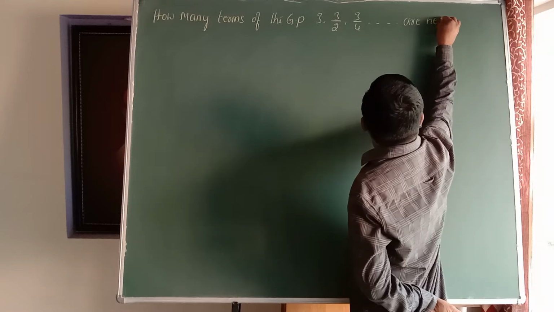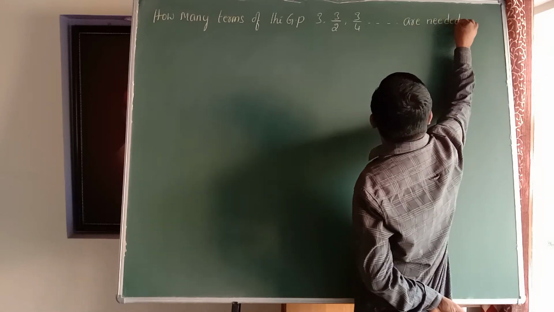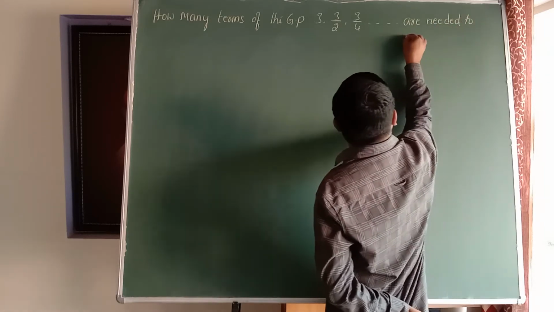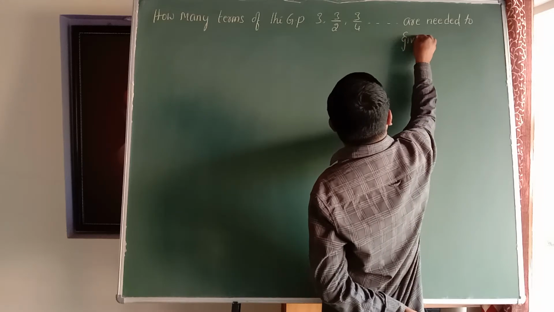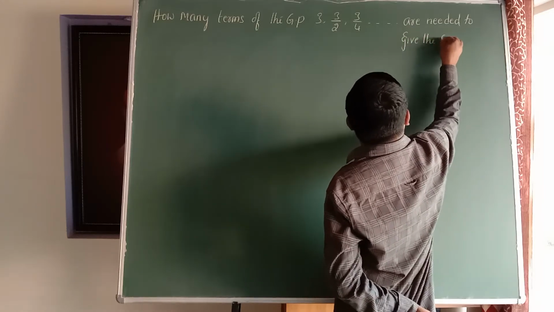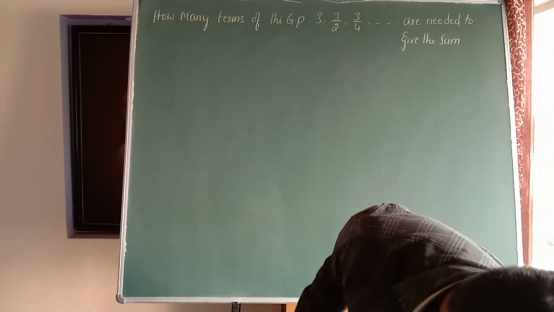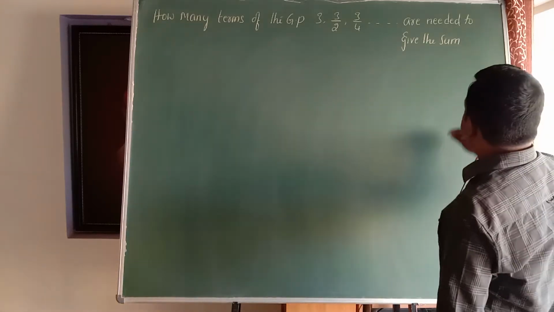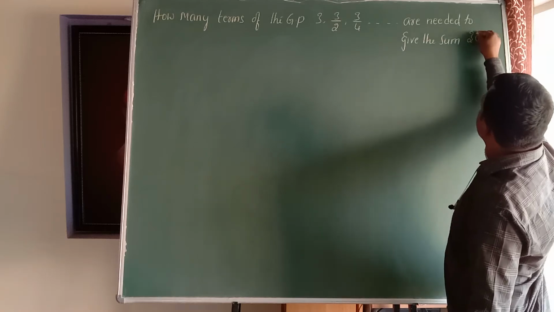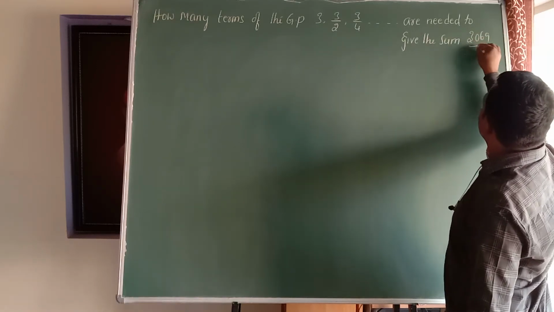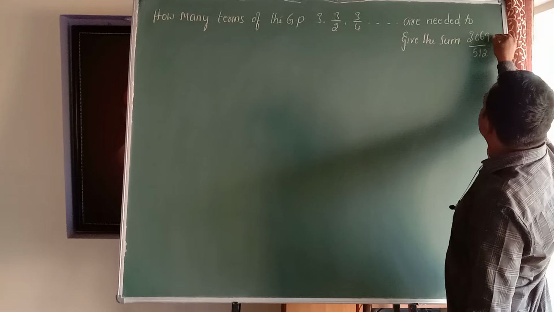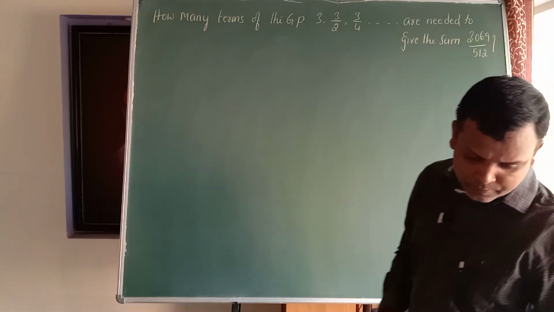are needed to give the sum 3069 divided by 512?